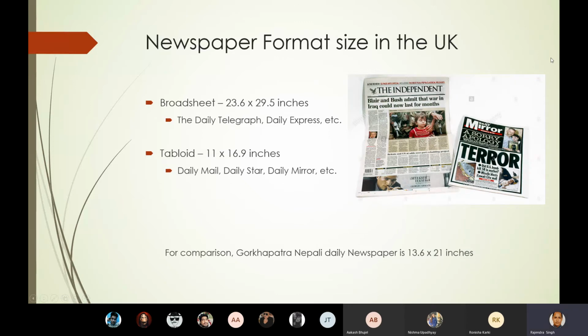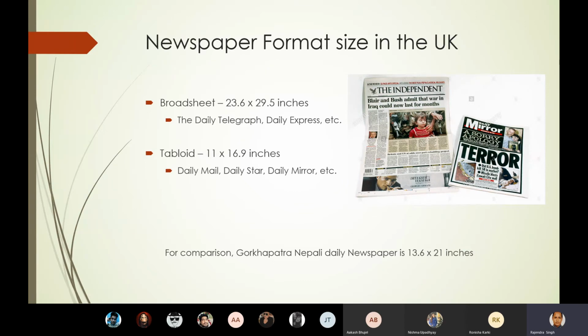Size-wise, typically there are two different newspaper sizes in the UK. The first is the broadsheet. These are the large-size newspapers. If you hold one and read from one page to another, your head would be moving literally from left to right. These newspapers are of the size of 23 and a half inches by 29 and a half inches. That's just one sheet of paper. If you unfold it into two halves, it will be twice the size, right?